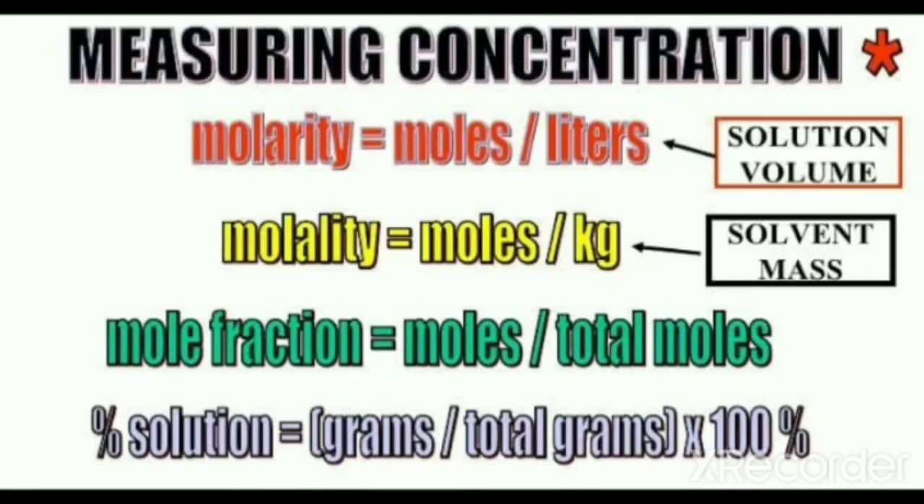So these are the different ways of expressing the concentration of a solution. Molarity is the number of moles of the solute present in 1 liter of the solution. Molality is equal to the number of moles of the solute present in 1 kilogram of the solvent. Mole fraction is equal to the number of moles of the component divided by the total number of moles of all the components. And mass by mass percentage is equal to the mass of the solute divided by the mass of the solution into 100.